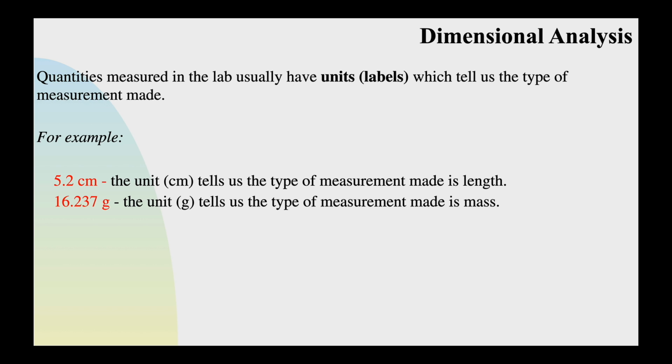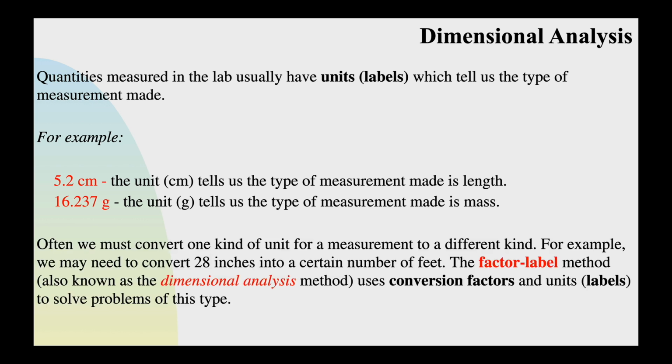16.237 grams, the 16.237 is how much. And of course, the gram tells you have some kind of mass. So both the number and the unit, super important in chemistry. A lot of times you want to convert, though, like centimeters to kilometers or grams to nanograms, something like that.